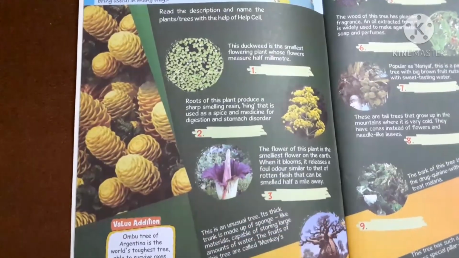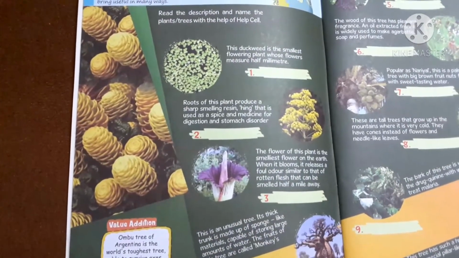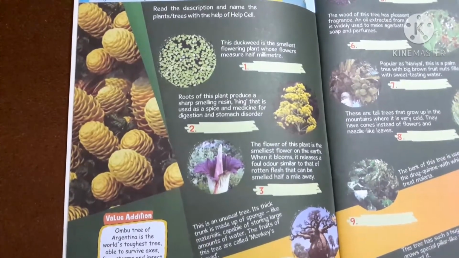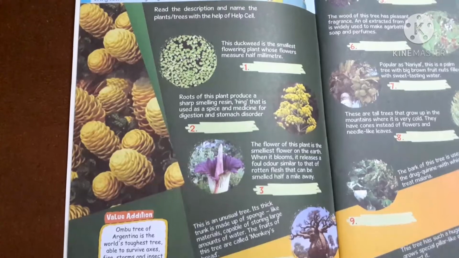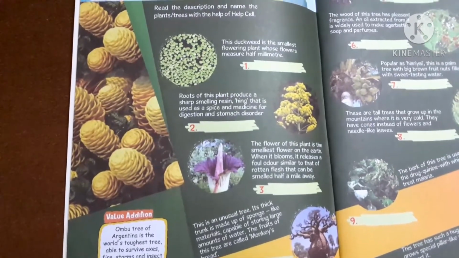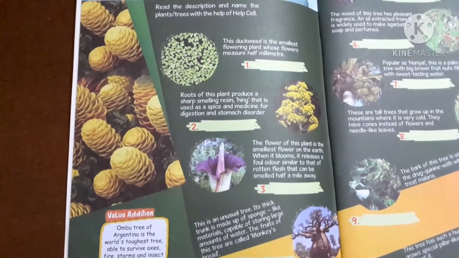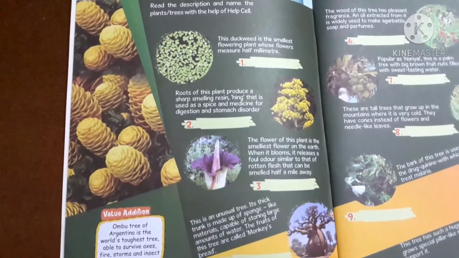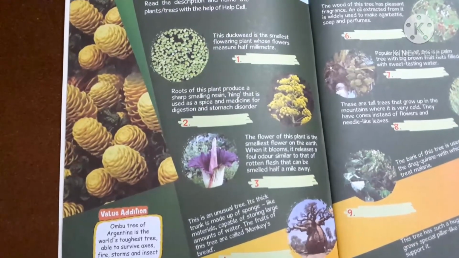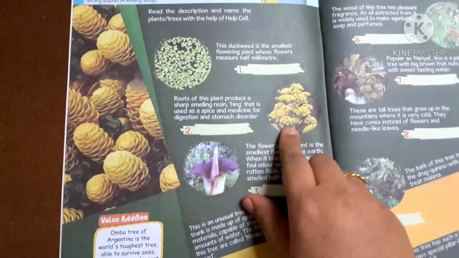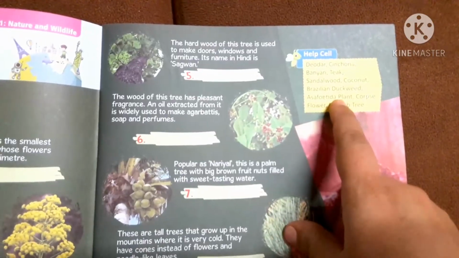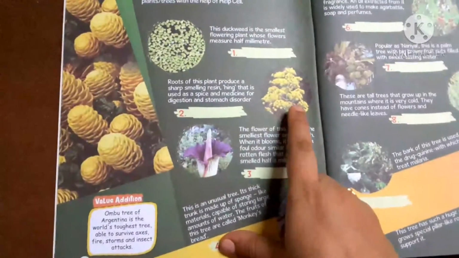Second one, roots of this plant produce a sharp smelling resin, hing, that is used as a spice and medicine for digestion and stomach disorders. See children, your mother will be using this in sambar and in many curries also. So what is this? Any guess? It is nothing but asafoetida. See in the hint cell you can find the answer for this. This is the answer for that question. Write down asafoetida here.